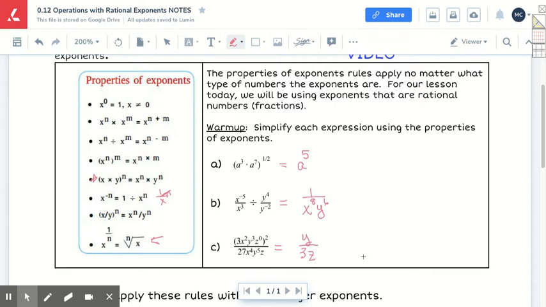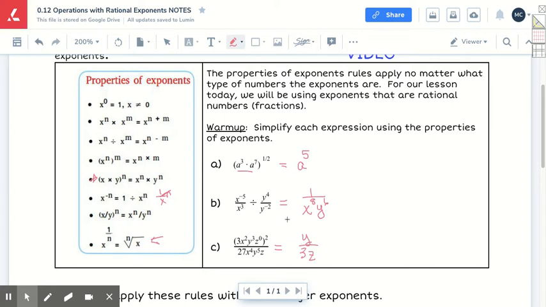All right, so the answer you should have come up with for part A was a to the 5th power. You should have done the operation inside first, which would be adding those powers together, and then multiply by the power on the outside. So that would be a to the 10th, to the 1/2. And 10 times 1/2 is 5, so it's just a to the 5th.